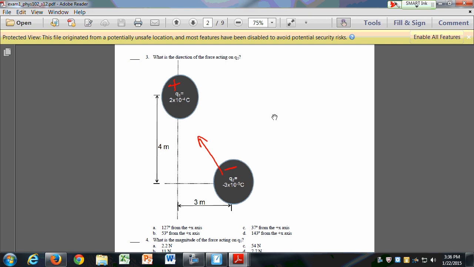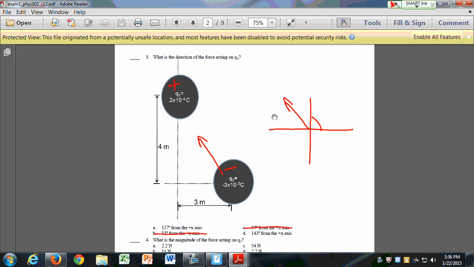It's attractive, so my force is going to be up in this direction. And I can go through and pick out some of these answers. I have 37 from the positive x-axis. This is in the second quadrant, so it can't be 37 degrees from the positive x-axis. If I imagine my quadrants, I know my actual vector is somewhere over here, and 37 degrees would be somewhere over here. So it can't be C.